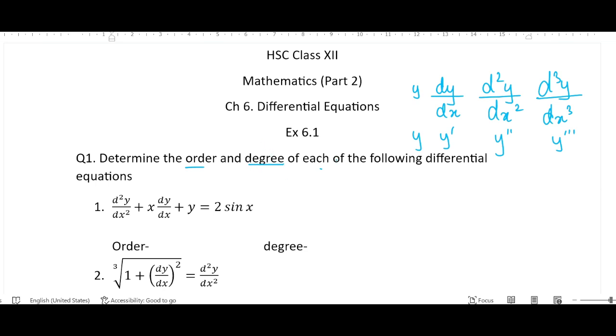So how do you determine the order? If the highest number of times that your equation is differentiated is 2, then the order of your equation will be 2. So if we have d square y upon dx square plus dy by dx equal to 3, for example, then d square y by dx square is the highest number of times that your function has been differentiated, so your order will become 2.